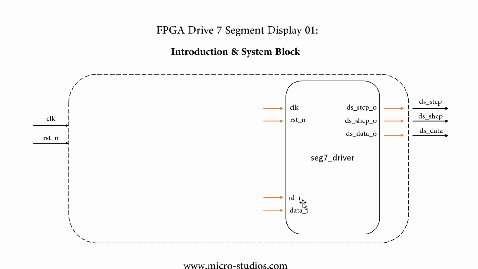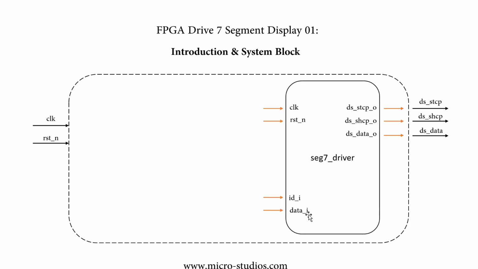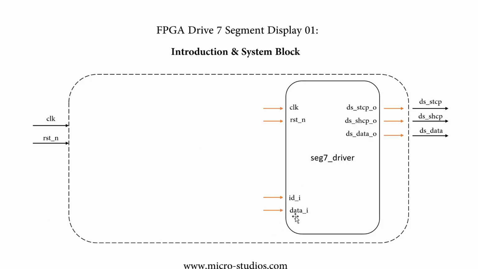The ID signal will control these 4 IDs, which means to decide which display to turn on, decide which display is working. And the data will decide what kind of data is sent to the ID display. The data will be here. The ID will be here. So this is ID and data.